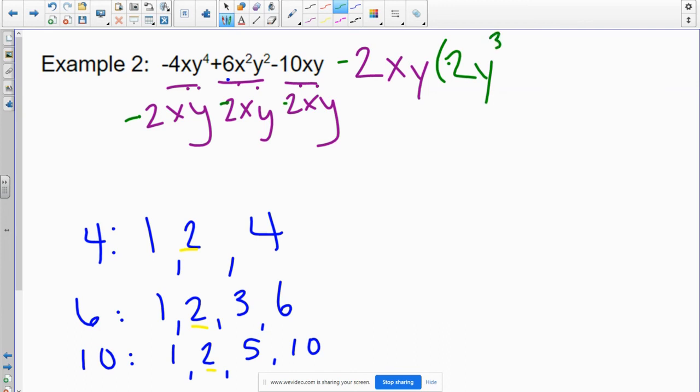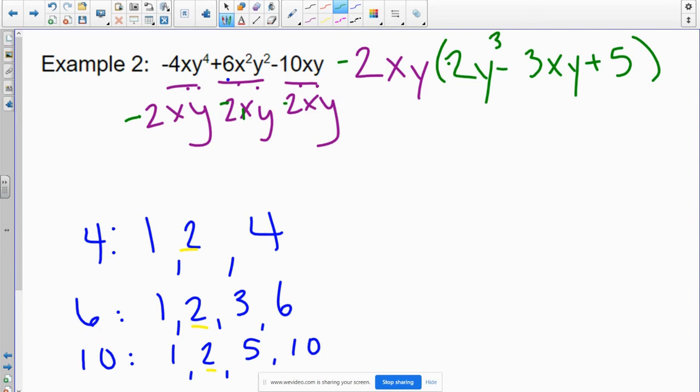Okay, remember we're dividing by negatives, so 6 divided by -2 leaves us with -3. X to the 2nd divided by an x, remember you're subtracting the exponent, which leaves you with 1x. Y to the 2nd divided by a y leaves you with 1y. Last one here, -10 divided by -2 is a +5. X divided by x leaves you with nothing. Y divided by y leaves you with nothing. So that would be the remaining polynomial that has the GCF factored out.